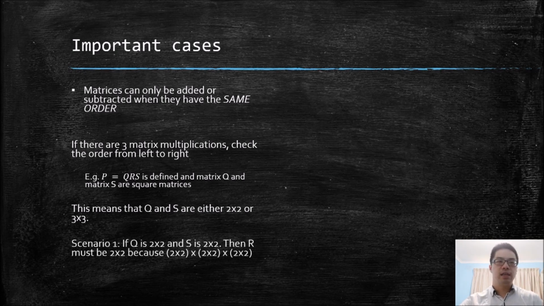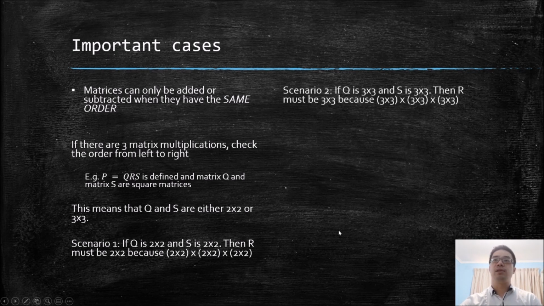Now, scenario 1. If Q is 2 by 2 and S is 2 by 2, then R must also be 2 by 2, because in between each matrix must be the same. So we know that Q is a 2 by 2, S is a 2 by 2. So for this part here to be defined, then this must be a 2, and for this part to be defined, this must be a 2, which means R must also be a 2 by 2 matrix. Scenario 2, if Q is 3 by 3 and S is 3 by 3, then R must be 3 by 3, just simply because of the same situation in scenario 1.